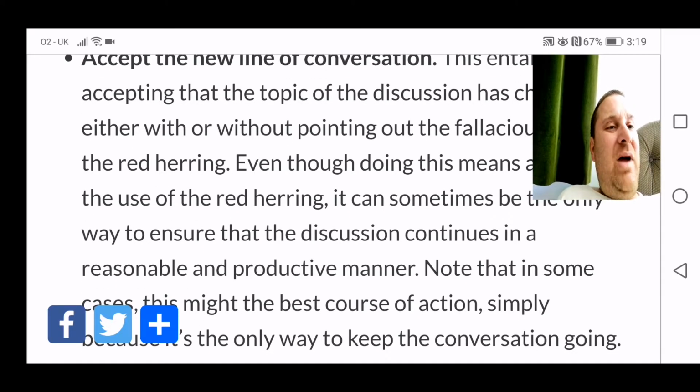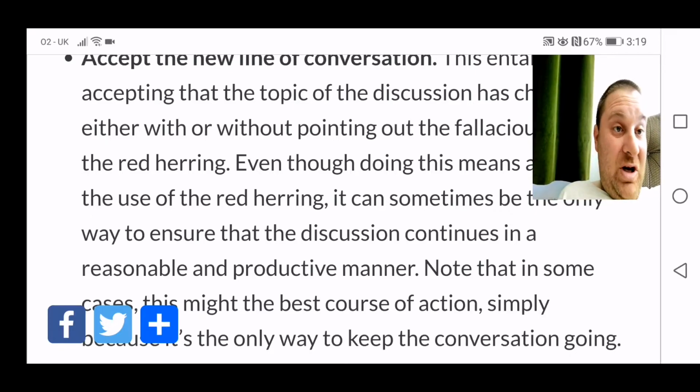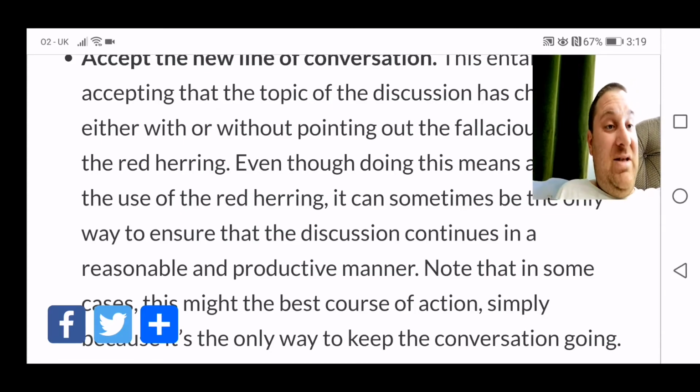But no, I don't think you should. I think if you're on one subject and someone comes along and uses the red herring, you should point that out and you should say, no, look, we're not talking about that. You're changing the subject. We're here to talk about this particular subject, not something different that you're wanting to throw in there because you don't want to talk about that, or you've got no answer for that or whatever.